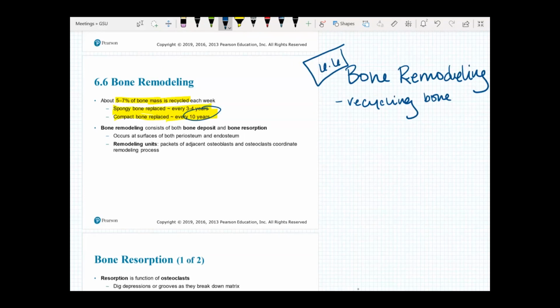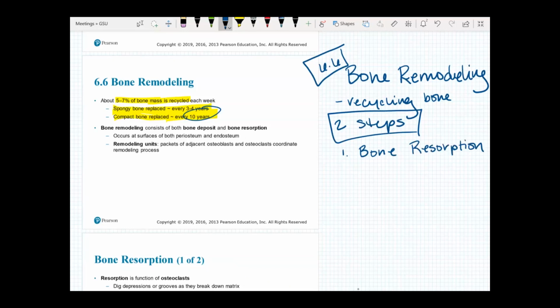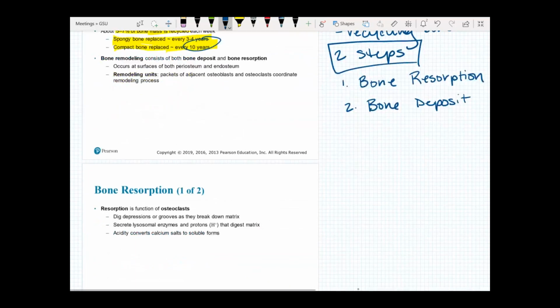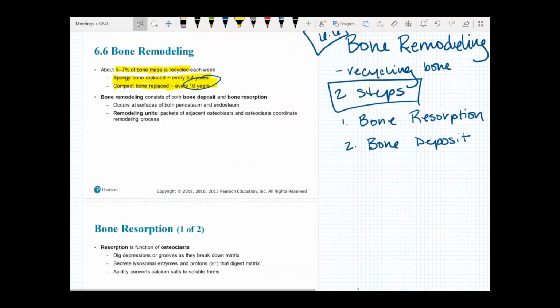So bone remodeling has 2 steps. And these 2 steps are going to be, first, bone resorption, and then bone deposit. I know it is out of order from what the slide says, but I find it easier to talk about them in this order.